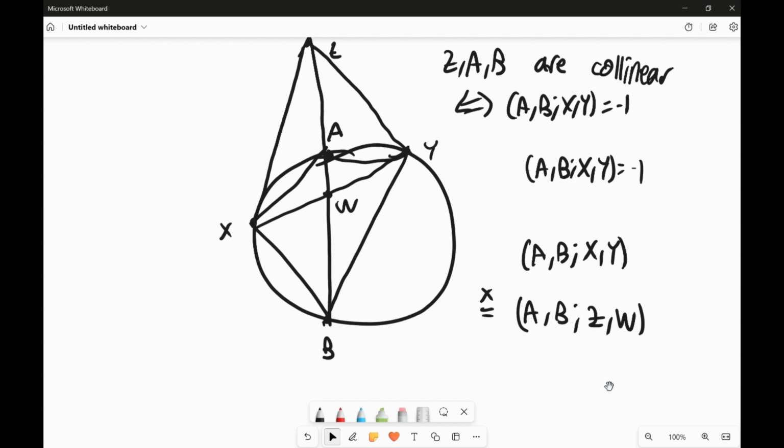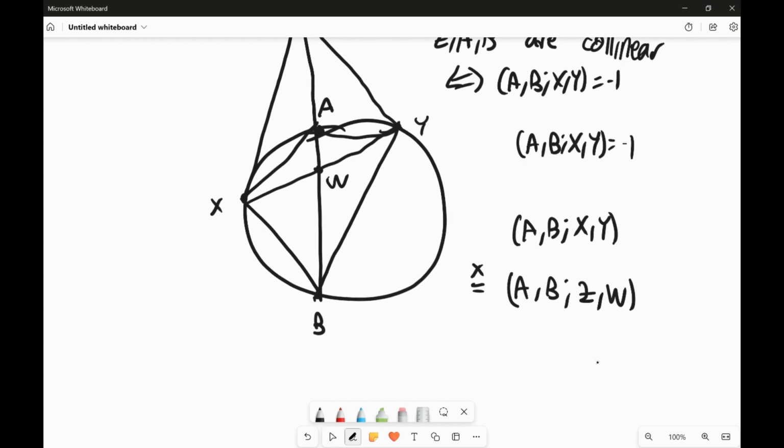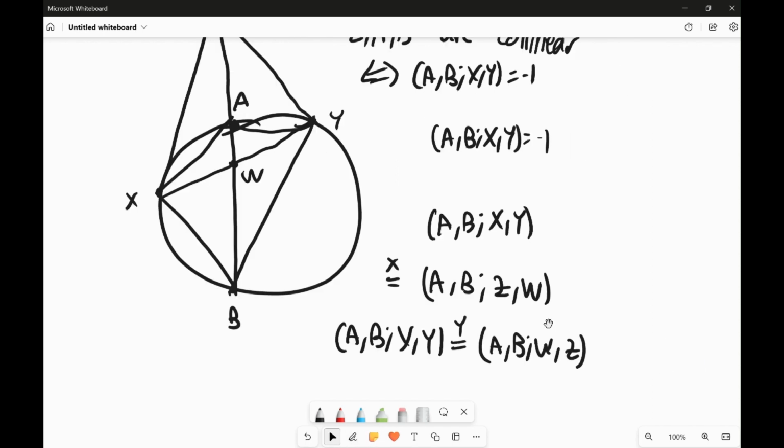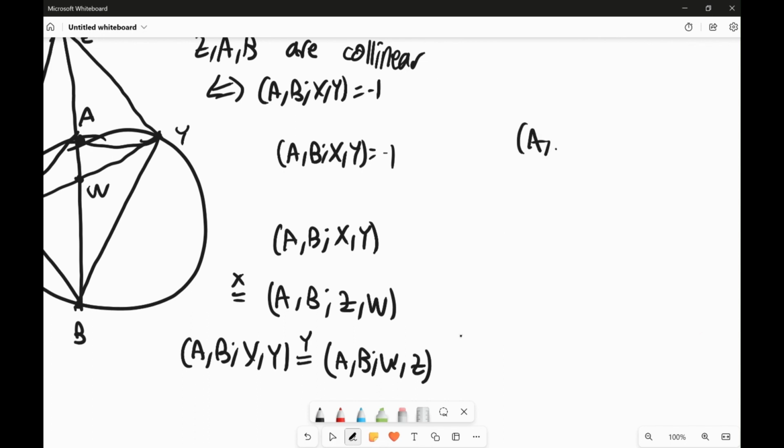On the other hand, what happens if we project through Y? Well, then (A, B; X, Y) is equal to, when we project through Y, (A, B; W, Z), as X goes to W, and Y goes to Z. And it turns out that the condition (A, B; Z, W) equals (A, B; W, Z) is enough to imply harmonic.